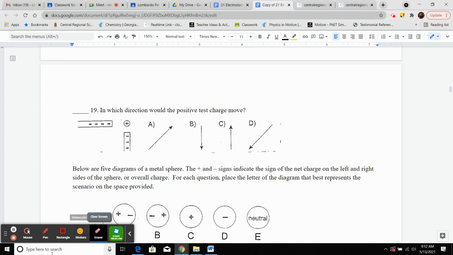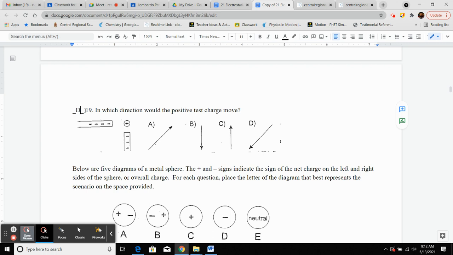Which letter do you think makes the most sense then? D. All right, because it would be moving down and towards the left. So it would split the two. So you're looking for letter D here. Yeah, you can't highlight that one. You're actually just using the letter there.